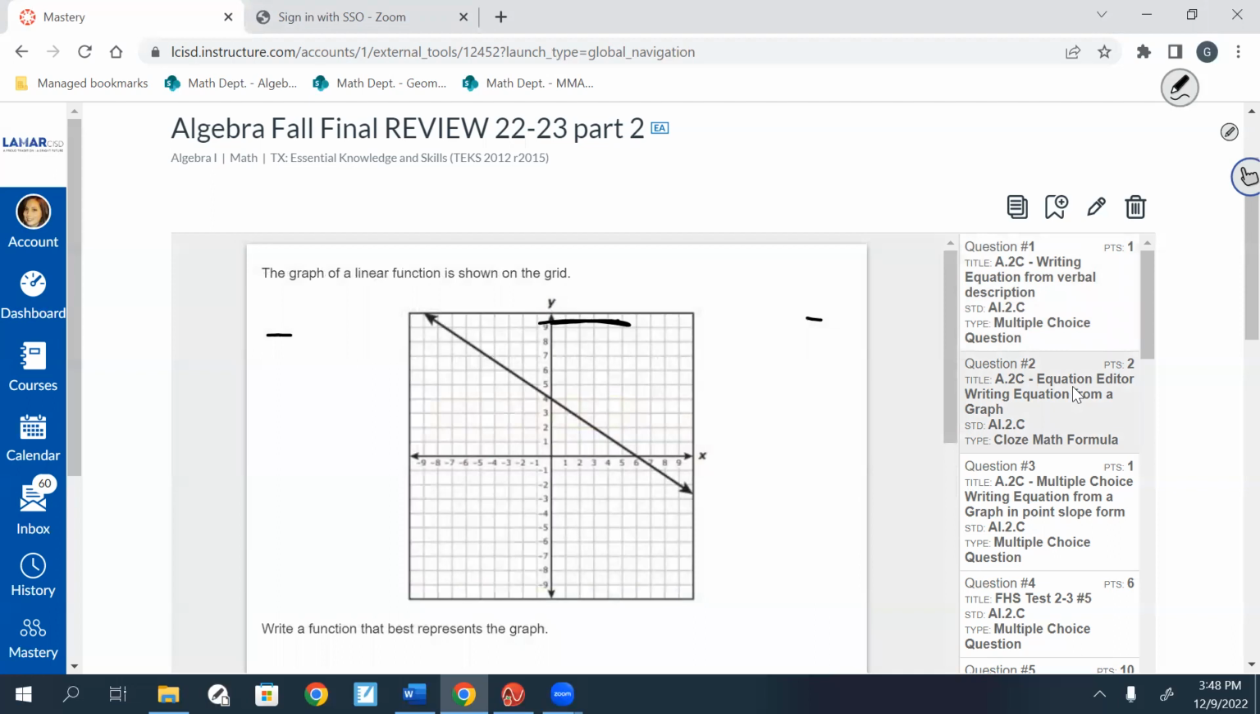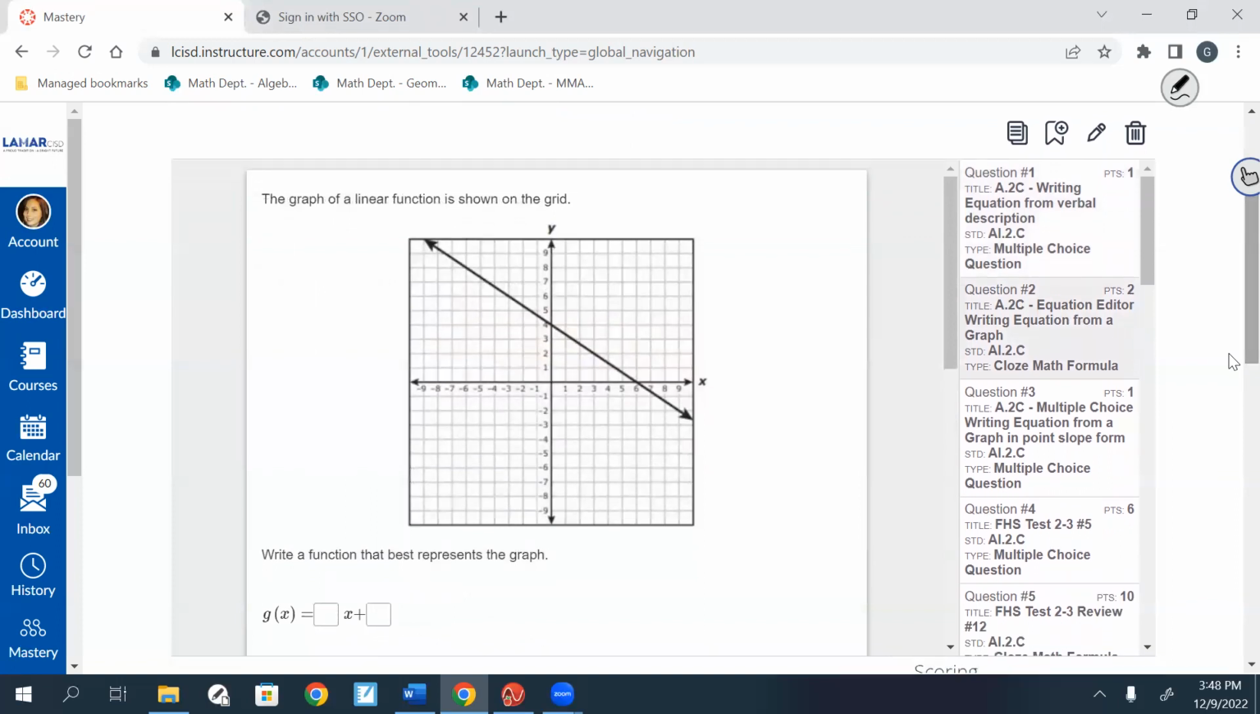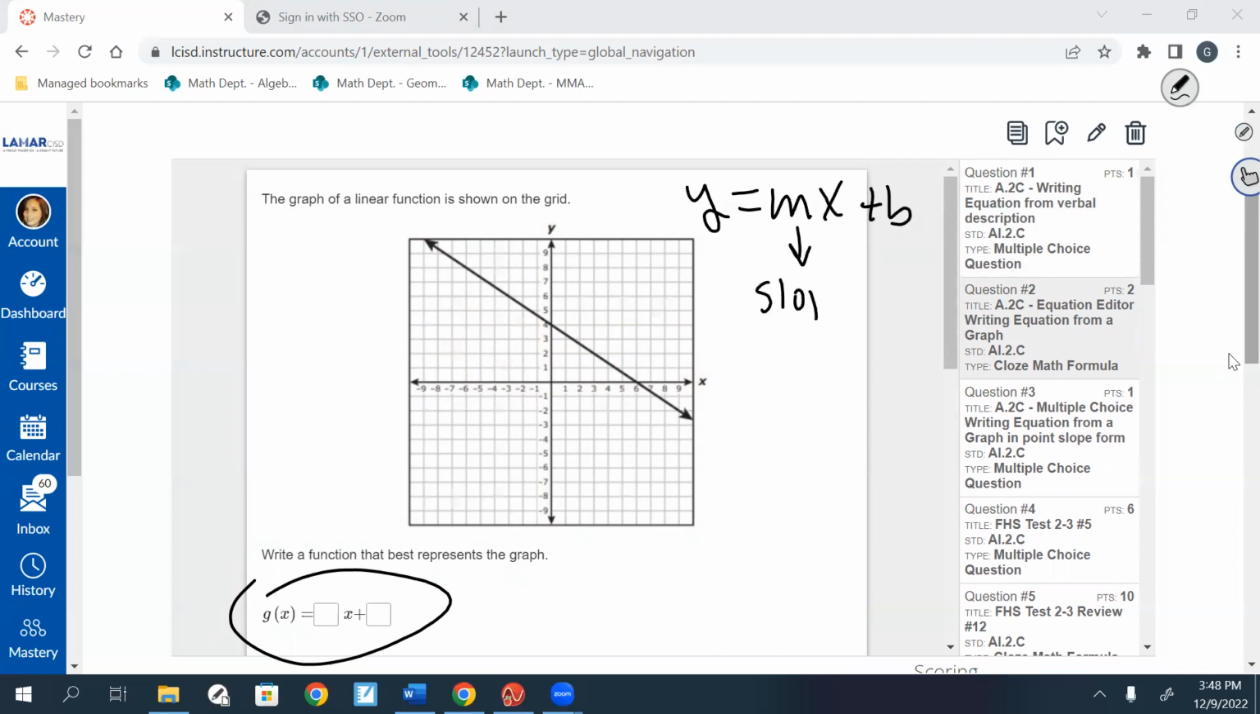All right, so the next one here, this one, we've got a graph of a function, and they want us to write down the equation for it. And you can see down here, it's in slope-intercept form. This g of x, remember that could be thought of as y. So y equals, and we're looking at y equals mx plus b. So m is your slope, and b is that y-intercept.